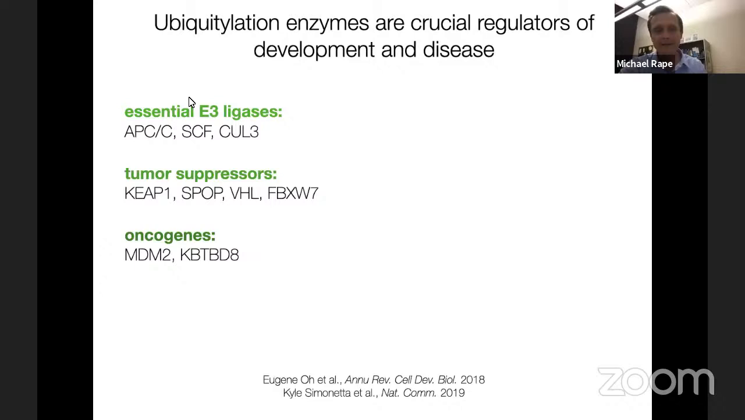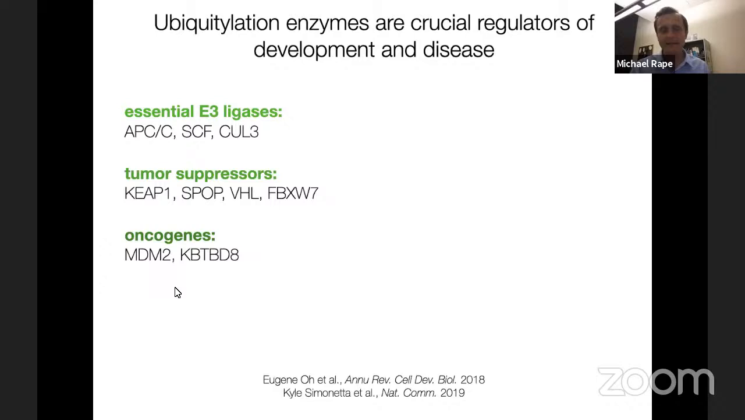The SCF, which we will discuss a lot about today, or Cullin-3, which are also essential E3 ligases. On the flip side, mutations in these enzymes cause disease in very many cases. While developmental diseases are most interesting for us, these days cancer is probably the most prevalent one.